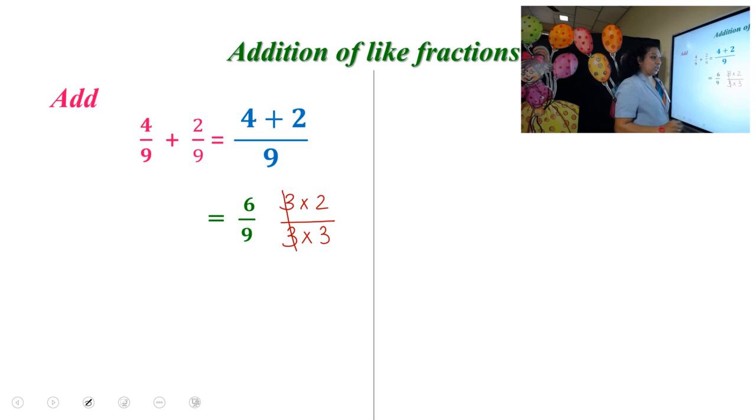Otherwise you can cancel that. So what is left? 2 by 3. So you have to make it to the lowest form. Write it as 2 by 3. Always write the fraction in its lowest form.